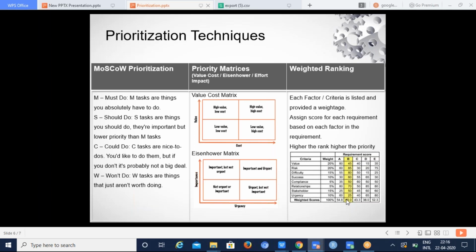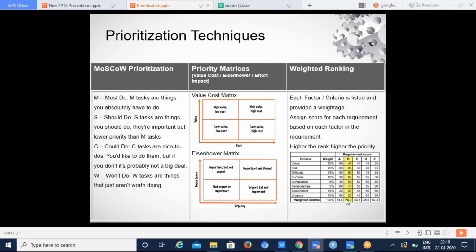Yeah, thank you. One question from my side, Vinod. Are these prioritization techniques applicable for which methodologies, for example agile, waterfall or other methodologies?